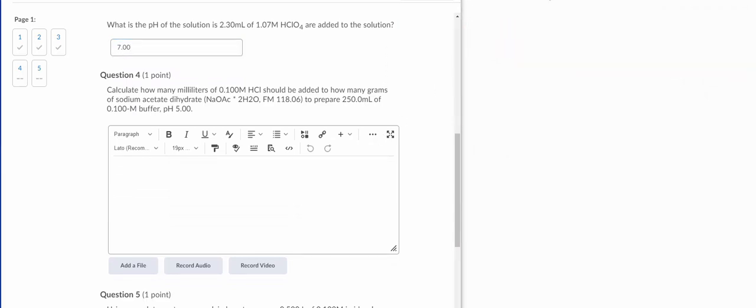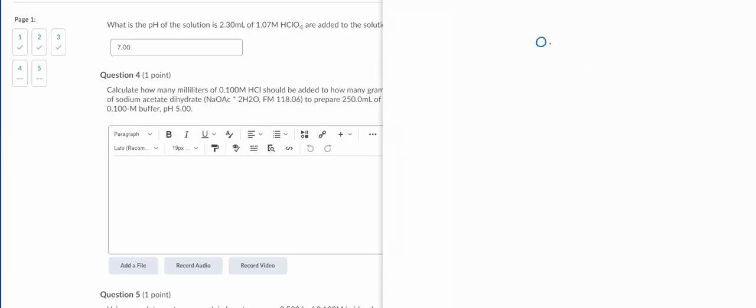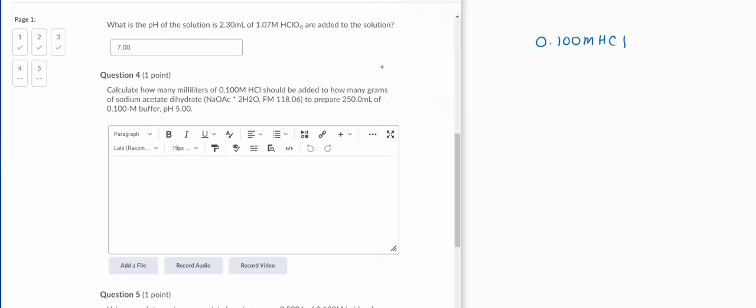My question number 4, calculate how many milliliters of a 0.1 molar HCl solution should be added to how many grams.